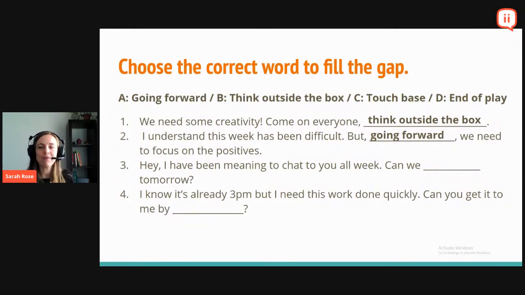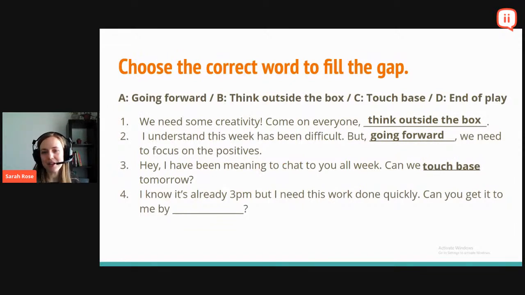So what we mean when we say touch base is maybe another phrase would be to catch up, to check how somebody is doing, to check on somebody, to talk to somebody, basically. Let's touch base, let's talk. And that's why it's number three. Can we touch base tomorrow?